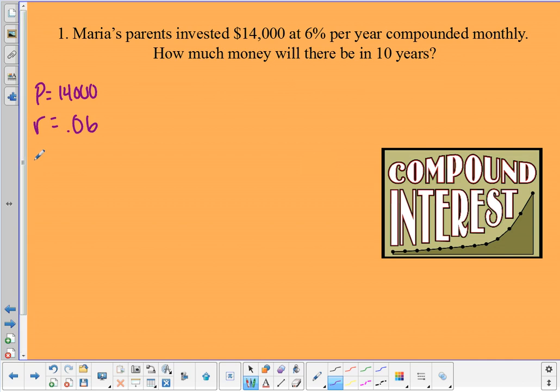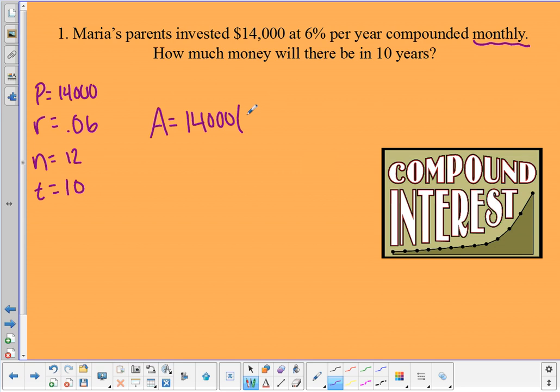And then N, this is the trickiest one because again, it's new for us to look at and it's not typically given in a number form in the question. We have to read the question to figure it out. So compounded monthly, monthly tells me that my N is 12 because there's 12 months in a year. And then how much money will there be in 10 years? So my time is 10. All right, so now let's put this into the formula. So my balance is going to be the 14,000.